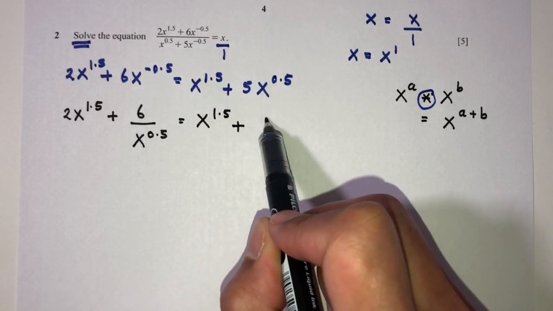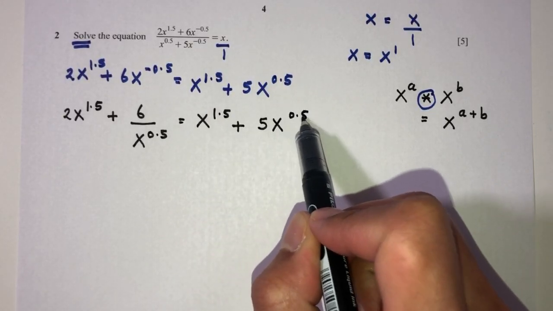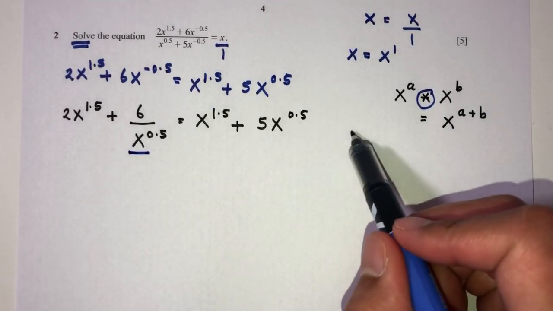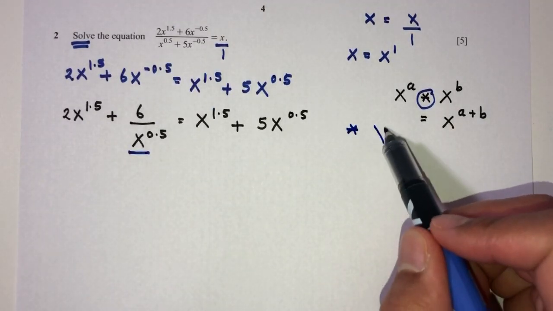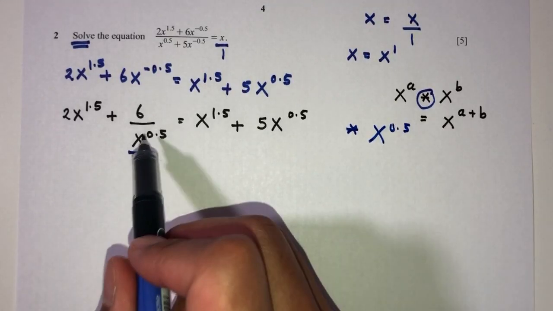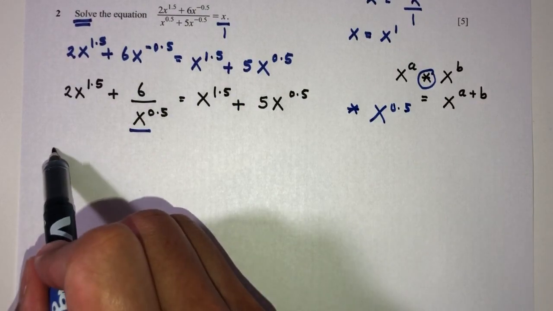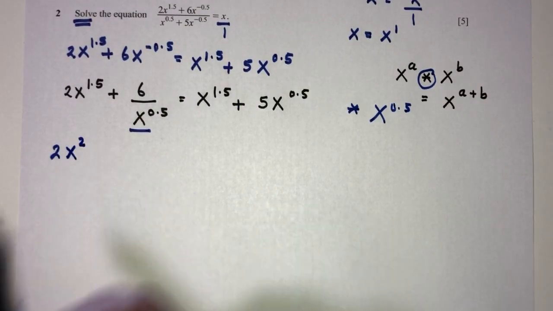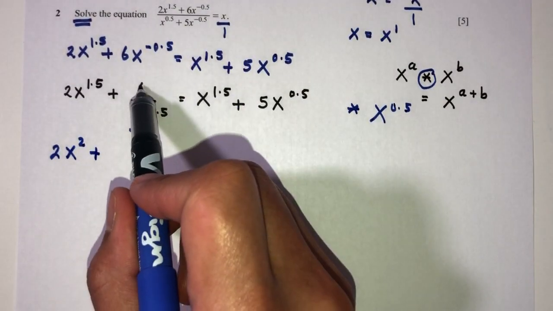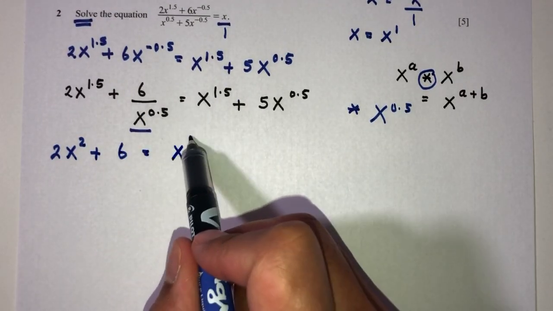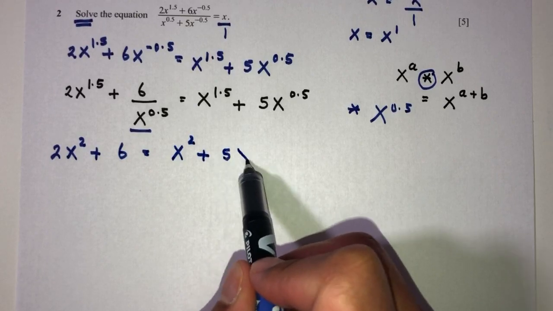1.5 plus 0.5. Now we want to eliminate this one, or we can multiply everywhere by this value, so we can eliminate this. So let's do that. So this times this will give you 2x power 2 plus this over this times this will give you 6. This will give you 2 and 5x.